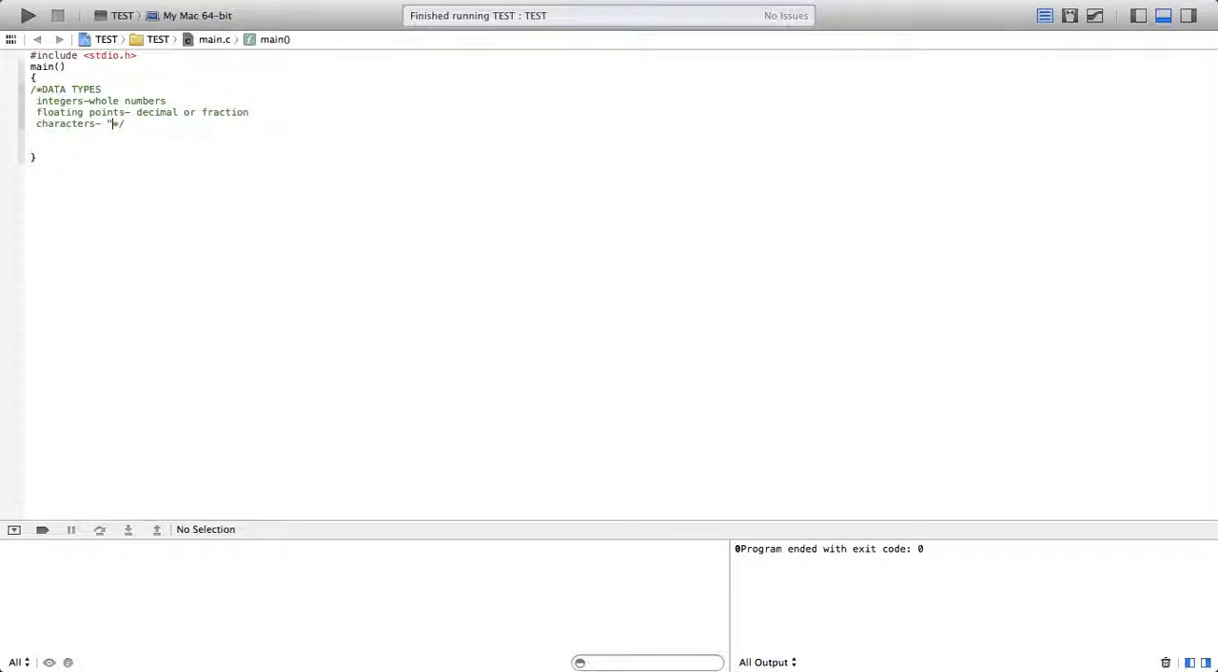When you use data types, you have to declare the variables as data types. For integers, type int x. That would mean you are declaring x as an integer, where x is a whole number. For floating points, it is the same thing, but instead of writing int, you write float x, where x would be a decimal. It is also the same thing for characters, but instead of writing float, you write char x, where x would be a letter like the first initial of your name.